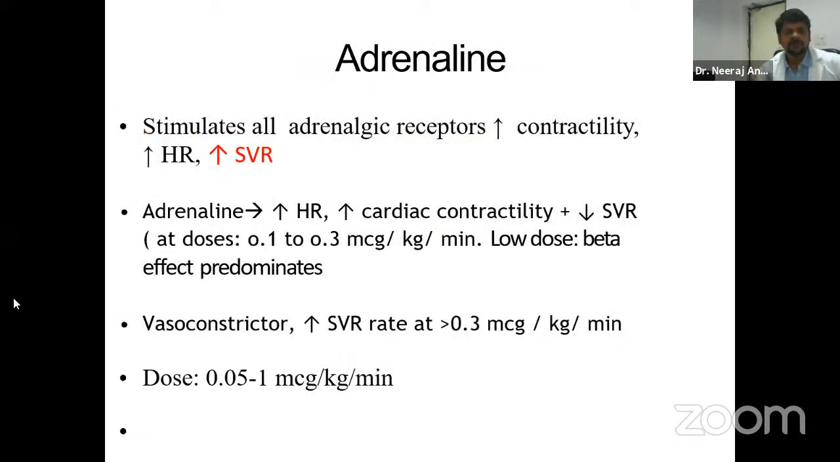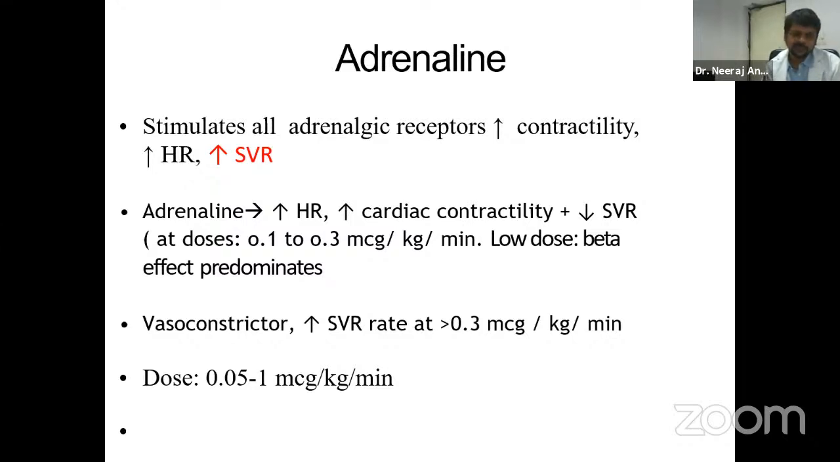Now, coming on to different inotropes, adrenaline acts through all adrenergic receptors, whether alpha or beta. So it causes increased contractility, increase in heart rate, and increase in systemic vascular resistance at higher doses. Due to increased contractility, from the effect on beta-1 receptors, and increase in heart rate, there is increase in stroke volume, which ultimately leads to increase in cardiac output.